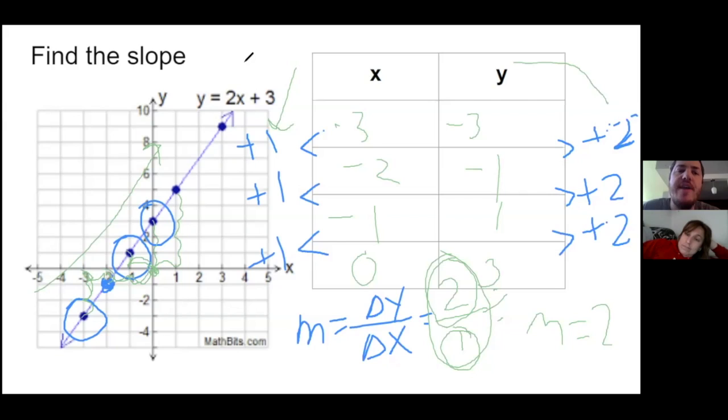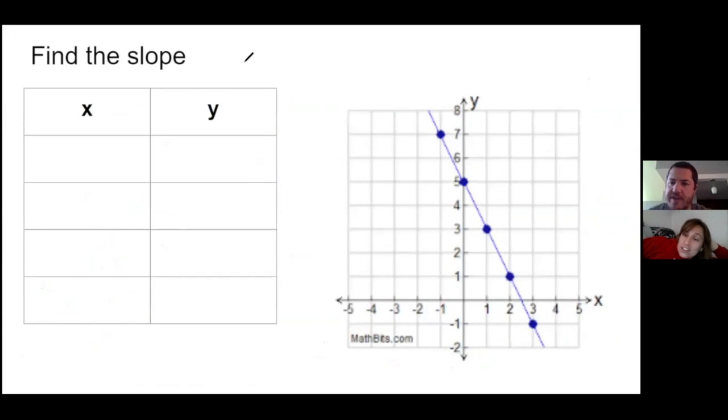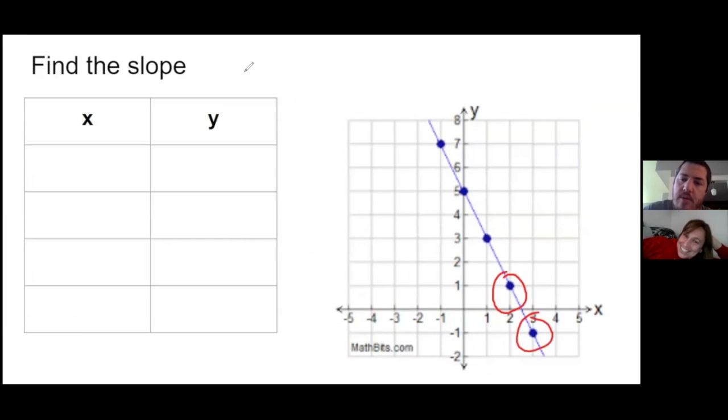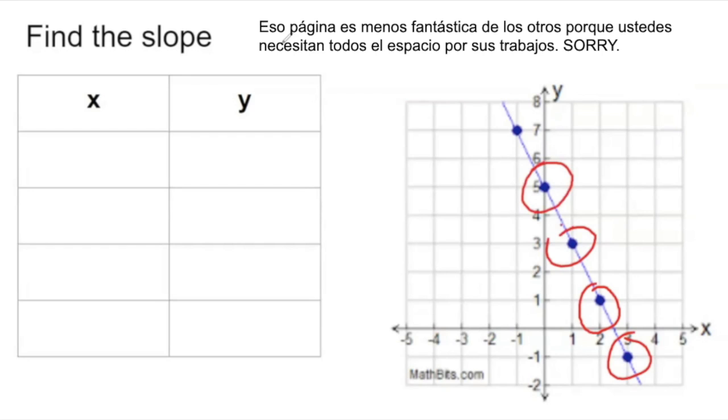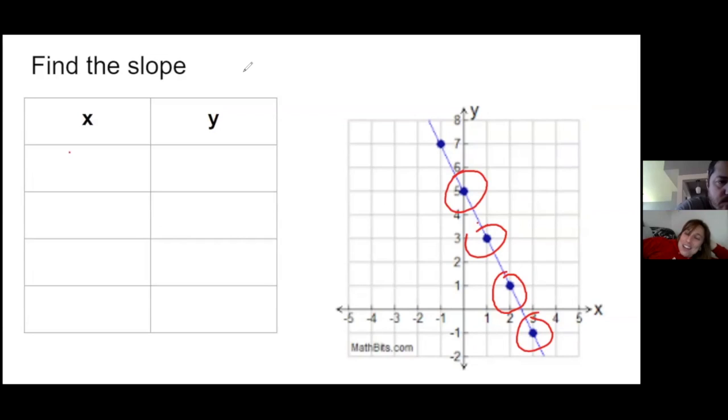So we have another example that we can let them try. Good. Let them try, and then we can go over it. Okay. So let's circle the points for them to use. That one, and that one. Try this one at home. What is the slope? Okay, now tell us.